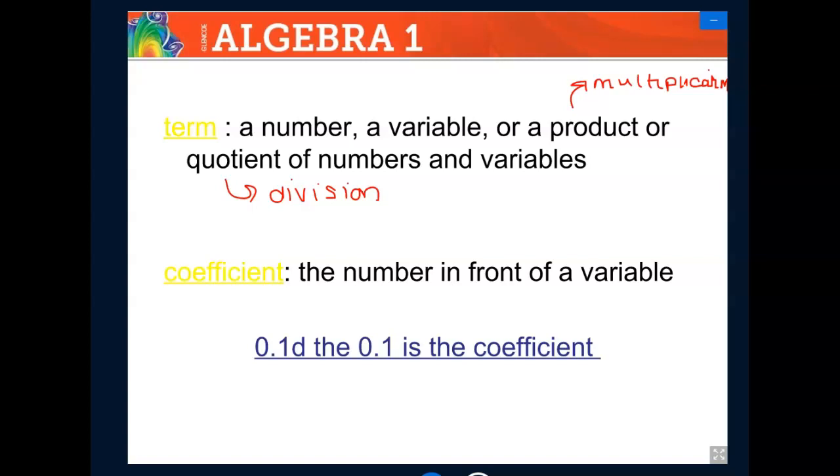Okay, anybody else need to talk? Anybody want to read the definition of coefficient? Go ahead. I talk all day. Good. Coefficient is the number in front of a variable. So we're going right back to that 0.1D example, right? In 0.1D, 0.1 is the coefficient.